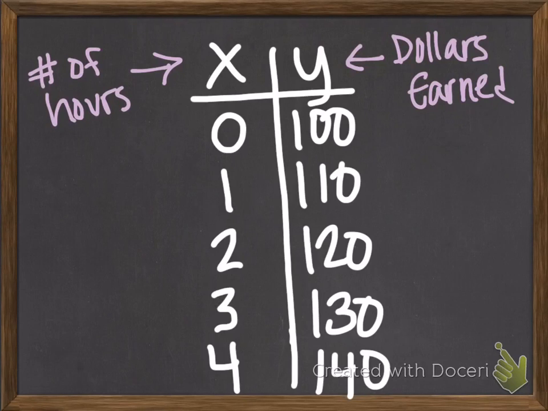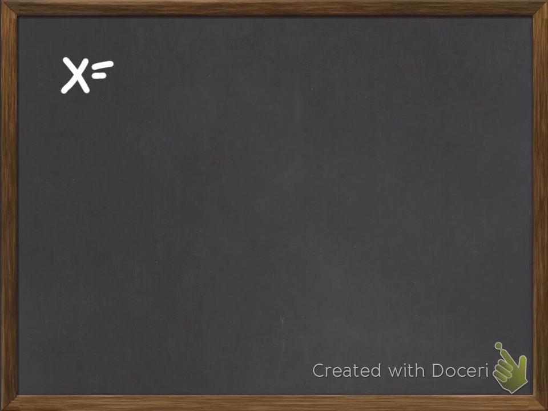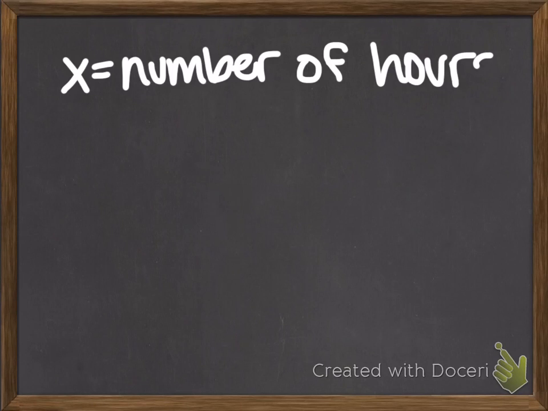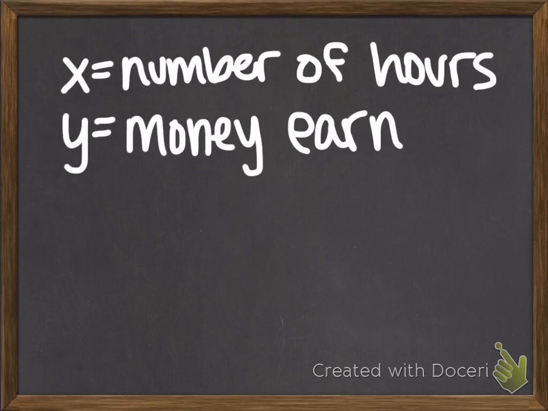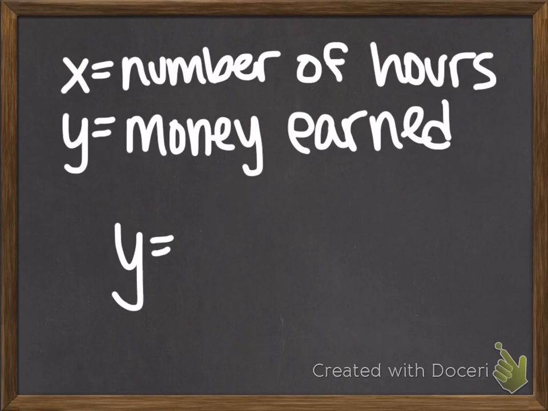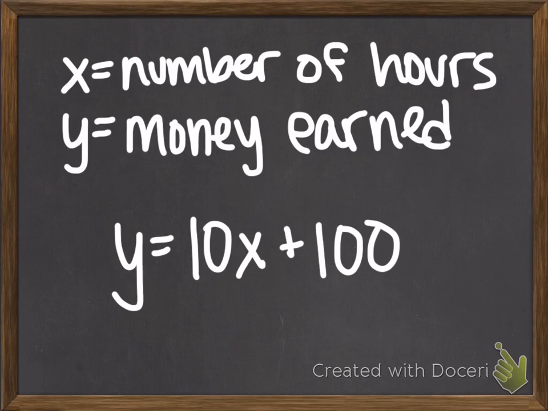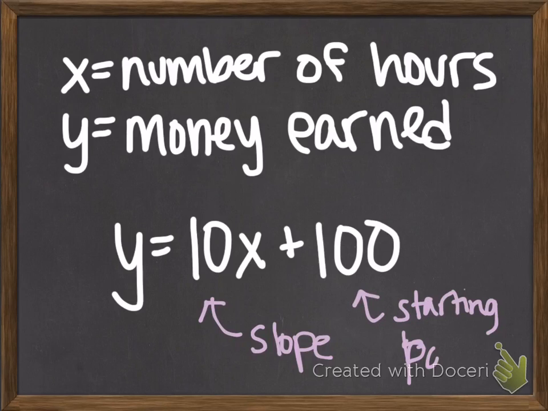So we can take this information and write it algebraically by defining our variables. X equals number of hours, Y equals money earned, and then writing an equation. So the money earned, or Y, equals 10, because that's what she's getting paid per hour, so it's 10x, plus the $100 that she starts the week off with from babysitting. 10 is your slope, or your rate of change, and 100 is your starting point.